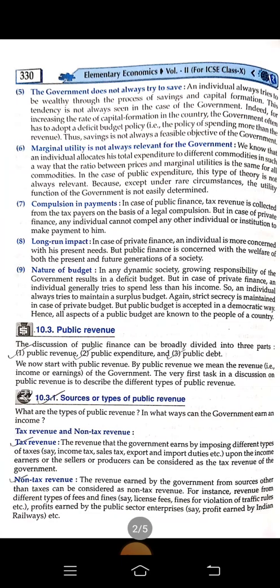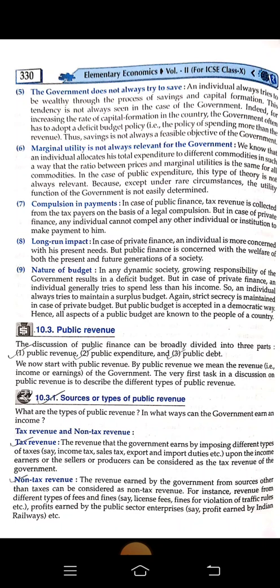Next, as per the bifurcated syllabus, we are having public revenue. What are the sources of public revenue? Until and unless the government will be earning, how will the government be spending, right? So the discussion of public finance can be broadly divided into three parts. One is the public revenue, that is the earning of the government, public expenditure, or you can say the spending of the government, and public debt, that is the loans taken by the government.